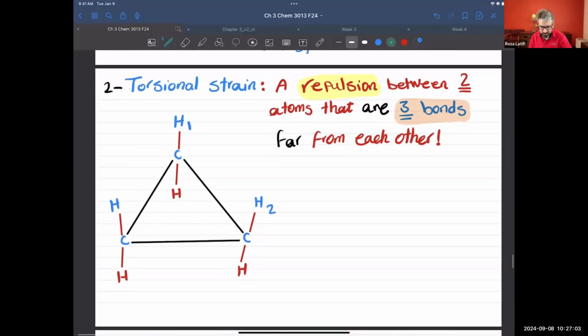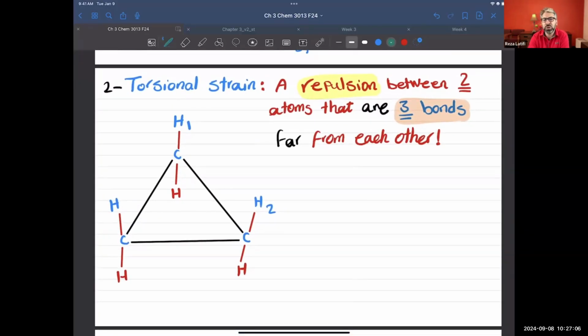The next fact that we're going to talk about is called torsional strain. In order to get torsional strain, you need to have 2 atoms that are 3 bonds far from each other. So I'm going to say here, I have bond number 1 here, 2 bonds, and 3 bonds. Those 2 hydrogen atoms are 3 bonds far from each other. So I'm going to highlight them, that one and that one. They are 3 sigma bonds far from each other.